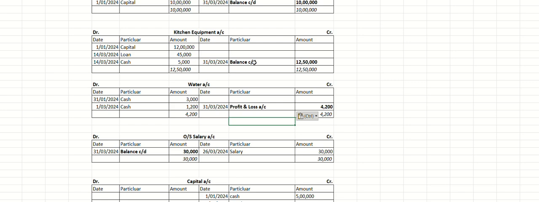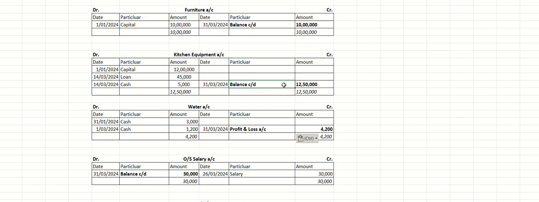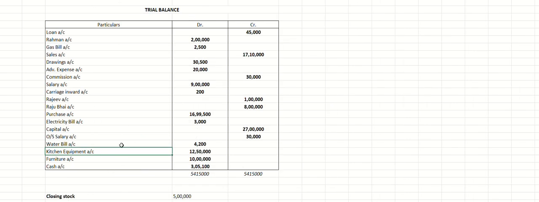Now we have kitchen equipments. Of course, kitchen equipment is an asset. Next year also, we should remember we have kitchen equipments worth 12,50,000 rupees. So we will take it as balance carried on. We shouldn't write profit and loss account here. Kitchen equipments are here. Balance carried on is here. We can move to trial balance. See, kitchen equipments is on the credit side. So when we see the trial balance, of course, it will be in the debit side.